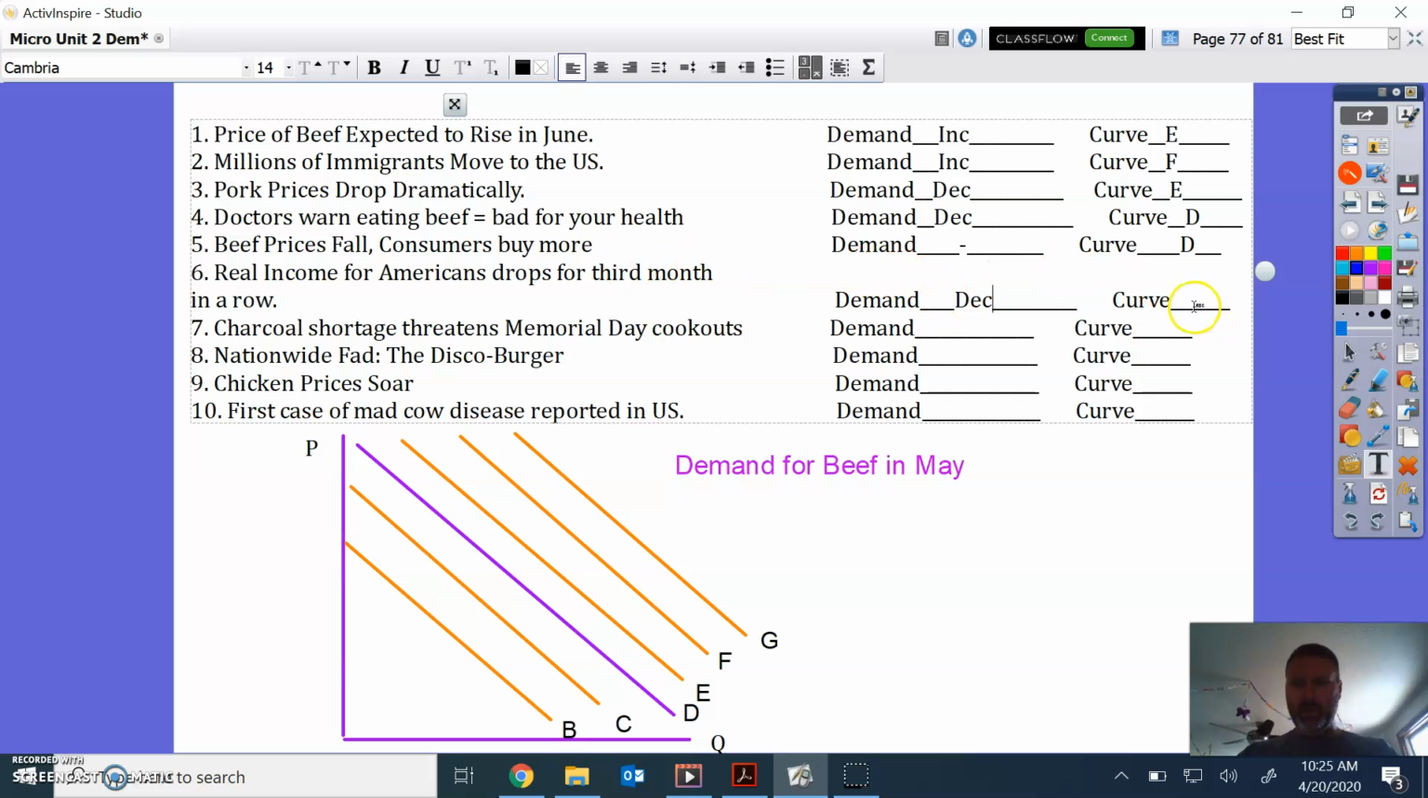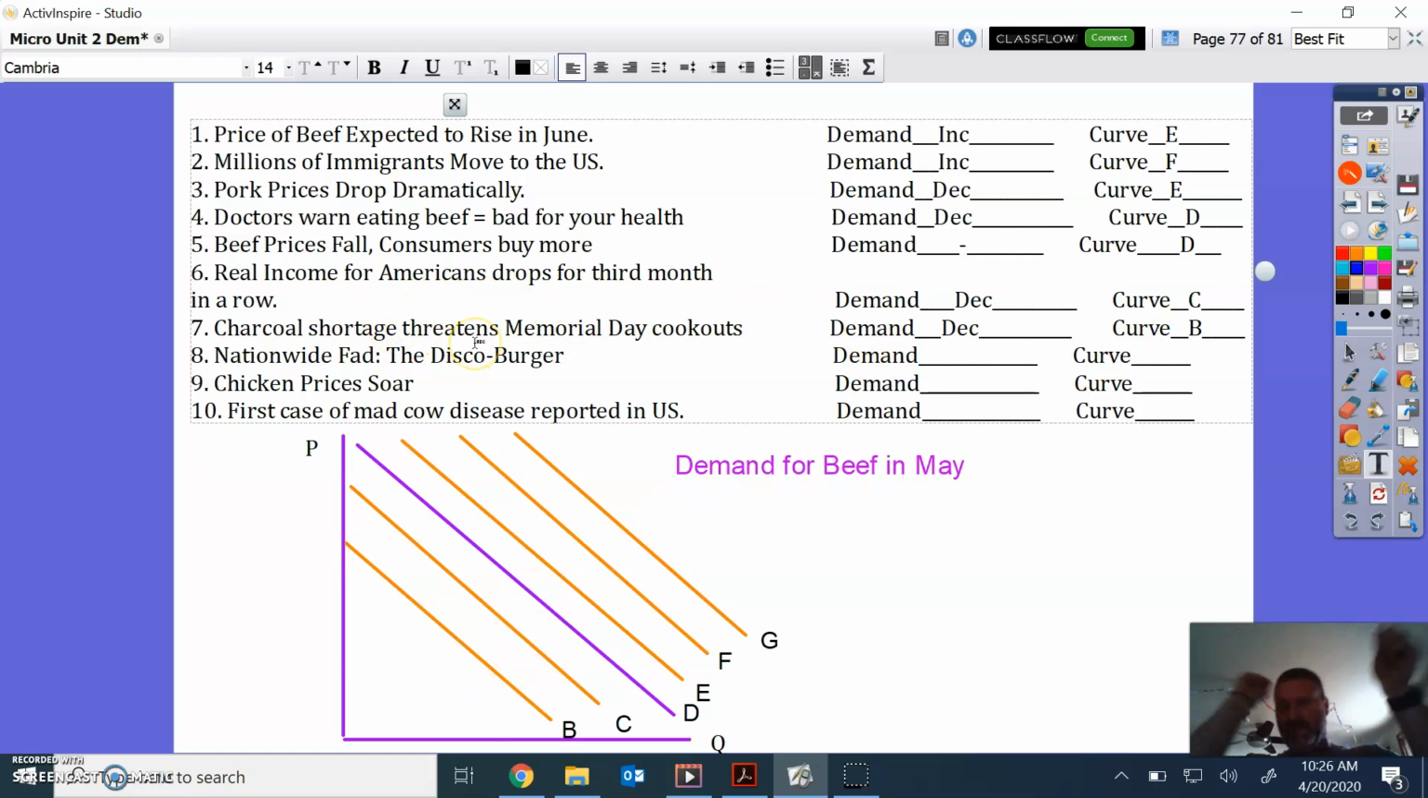Real income for Americans dropped for a third month in a row. Decrease. Okay, we were at curve D, now we're at curve C. Charcoal shortage threatens Memorial Day cookouts. If there's a shortage in charcoal, that means the price of charcoal is going to go up. If the price of charcoal goes up, that's going to affect cookouts. And we cook out on Memorial Day, which is in May. So the demand for beef is going to go down. People will have, I don't know, potato salad. So we go from C to B.